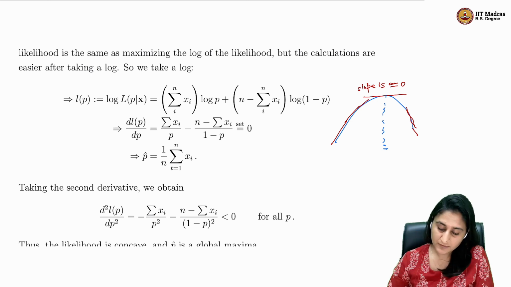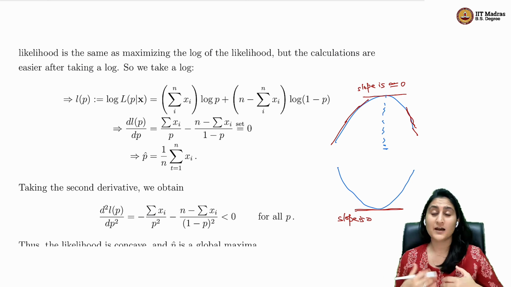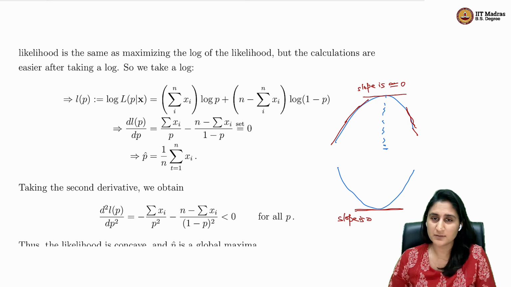But we have to be careful that the slope of the line can also be 0 when there is a minima, right? Here also, the slope of this line is 0. But I don't want a minima, I want a maxima. I want the maximum of the log likelihood, not the minimum of the log likelihood. So if I want to avoid this, I want to check, okay, well, the slope is 0. That means the first derivative is 0.